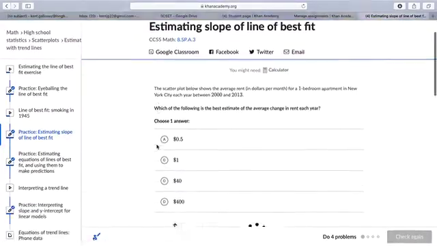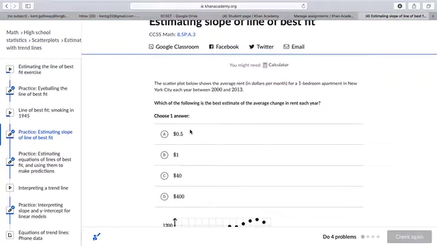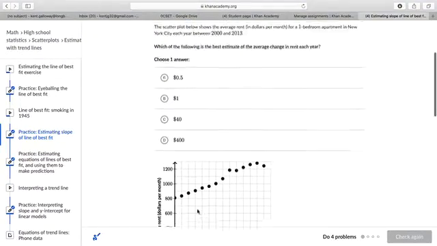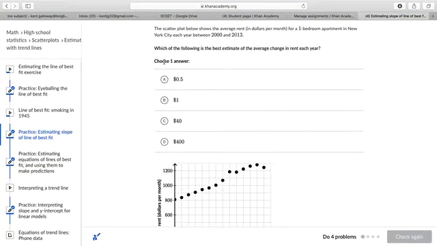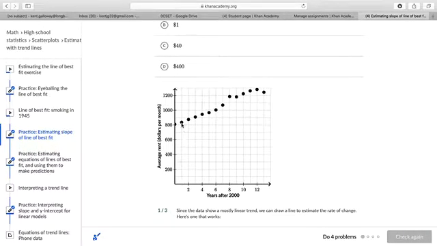All right. So the scatter plot shows the average rent in dollars for a one-bedroom apartment in New York City each year between 2000 and 2013. So, which of the following estimates the average change in each year? So, after 1 year, how much does it change? After 2 years, how much does it change?